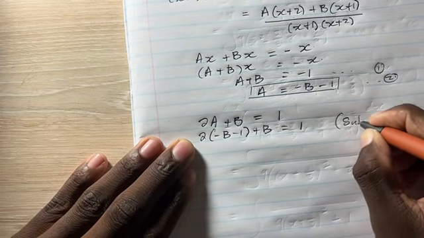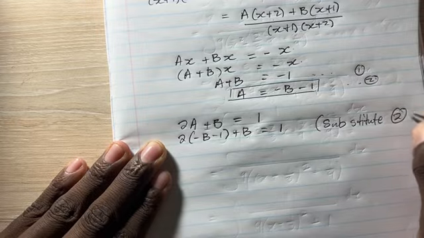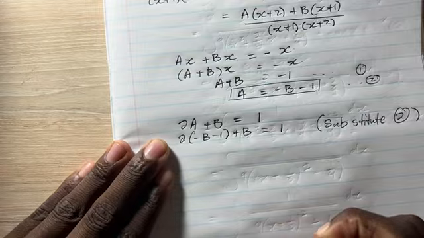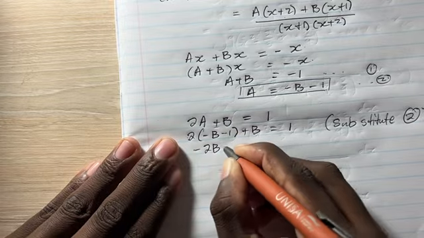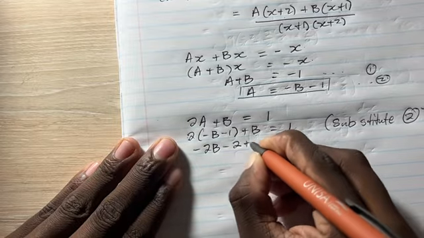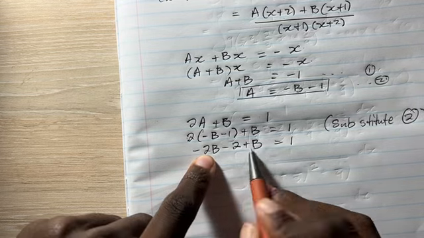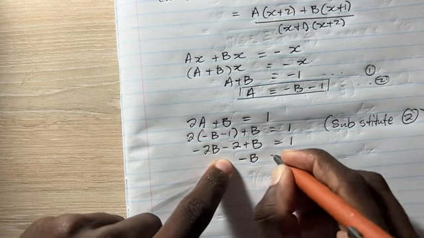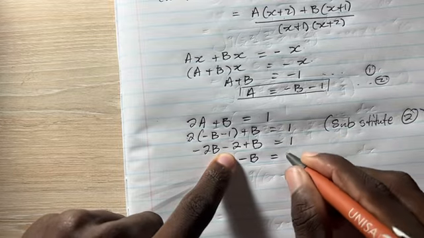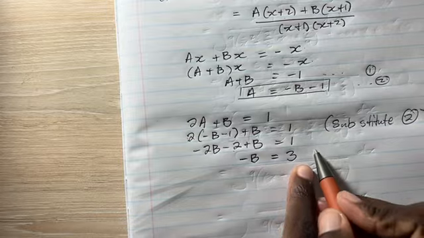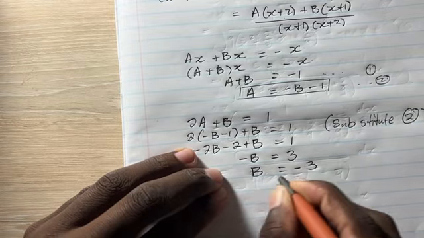So I just substituted equation 2. This multiplying into that gives us negative 2b. This multiplying into that gives us minus 2 plus b equals 1. B minus 2b, that's minus b, equals, let's take this 2 to the other side. That gives us a 3, because that's positive 2 this side, plus 1, that's a 3. Therefore, b is equal to negative 3.